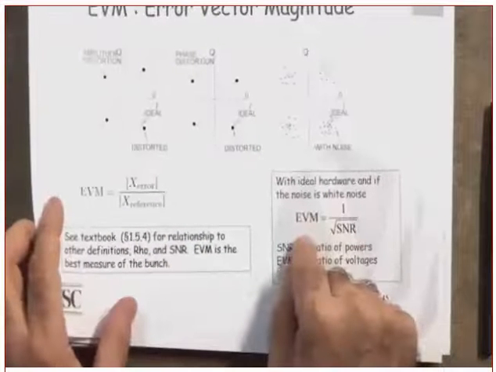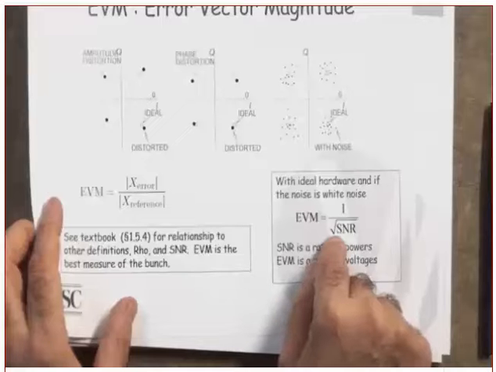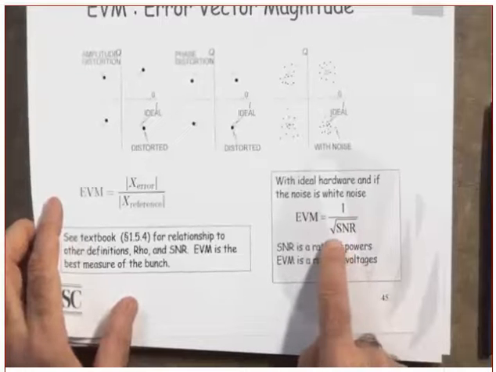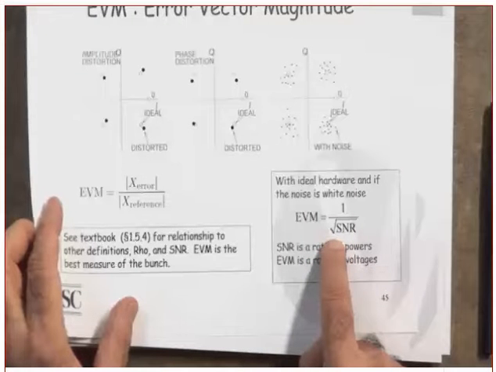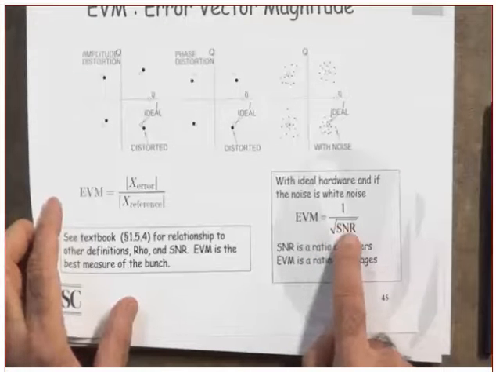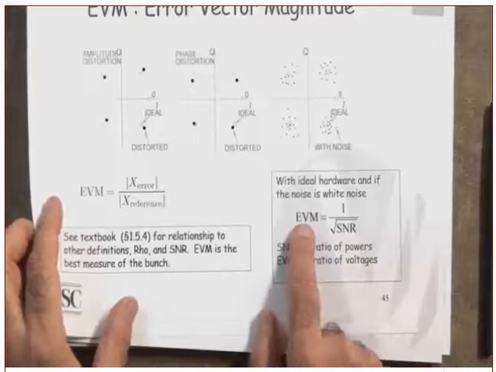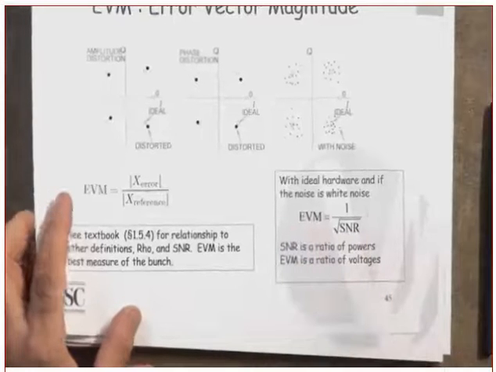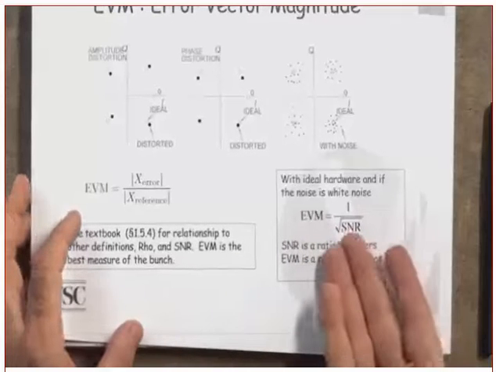You can see, by the way, the EVM is inversely proportional to the signal to noise ratio. Question: how come it's a square root? Signal to noise ratio is a power ratio, whereas this one is a voltage ratio. So you need to take the square root.